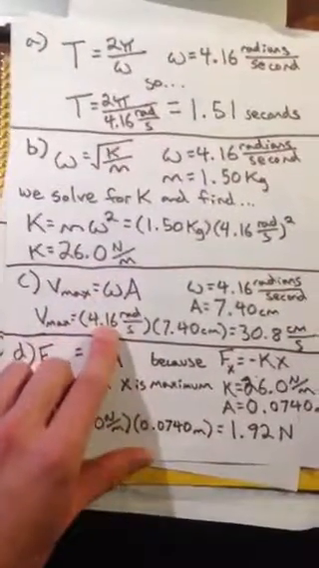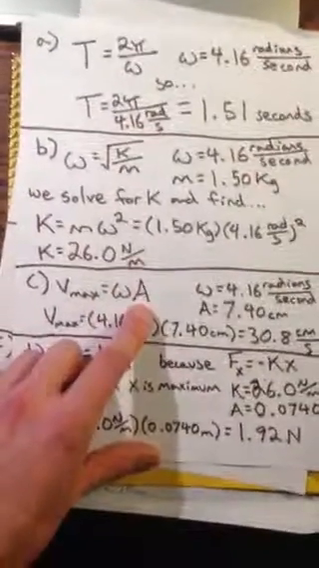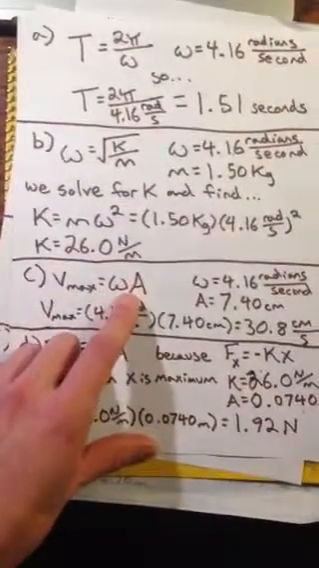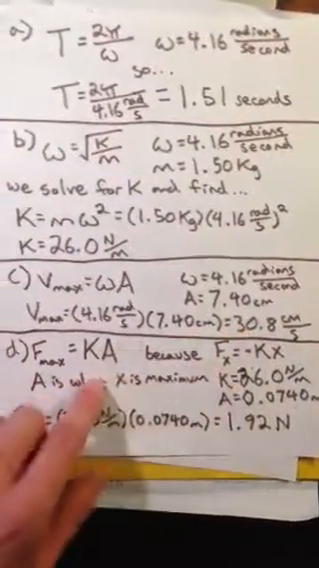Part C asks us to find the maximum velocity. So that's angular speed times the displacement, and the displacement at the maximum is the amplitude. So when we solve for those variables, we find it to be 30.8 centimeters per second.